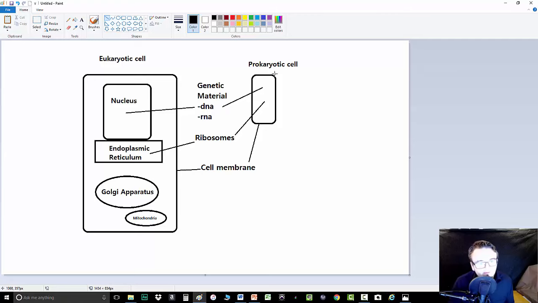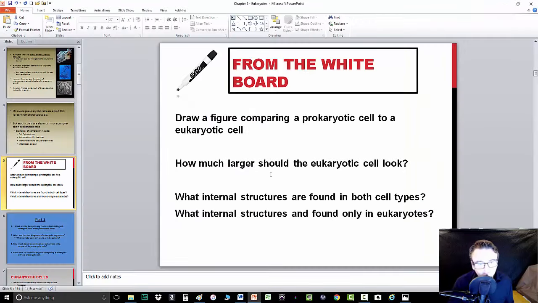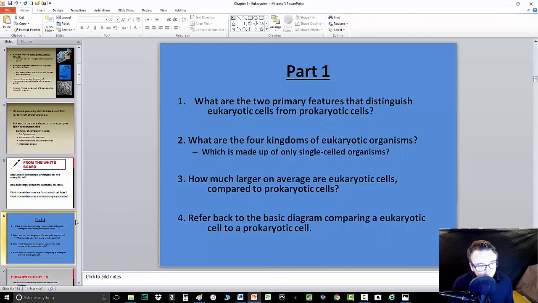Okay, so these are some general differences: size, internal complexity, and examples here in the middle. Just to clarify, these in the middle would be found in both types. Okay, so that answers all those questions there, and you can refer back to that later for a quick visual.